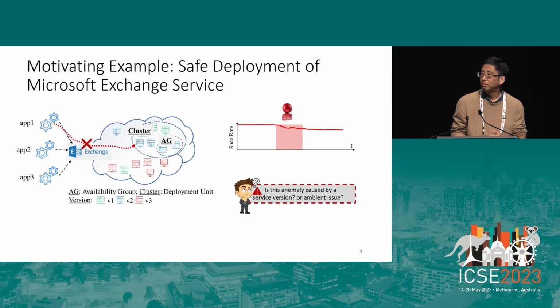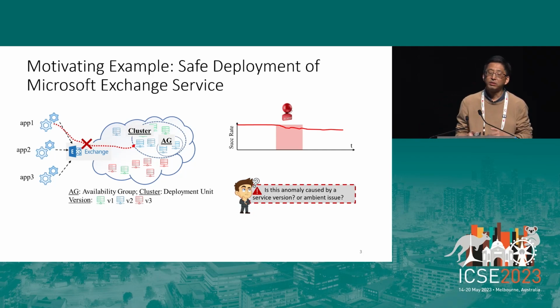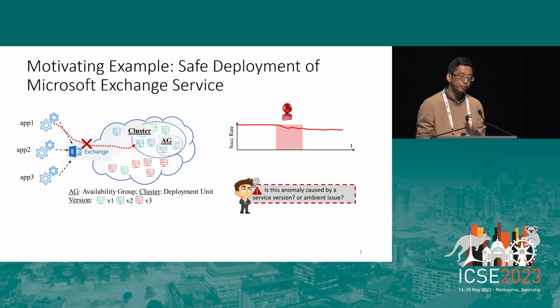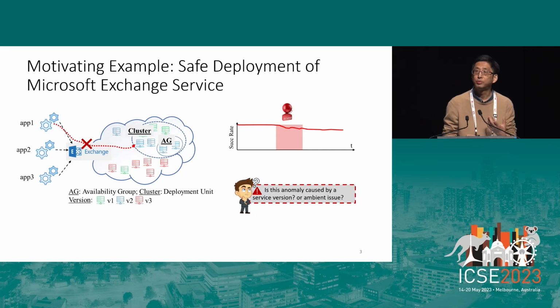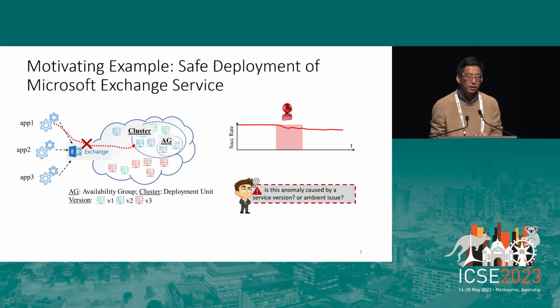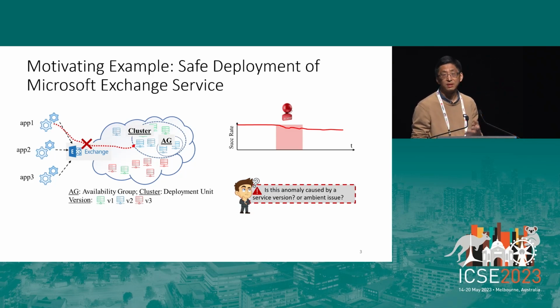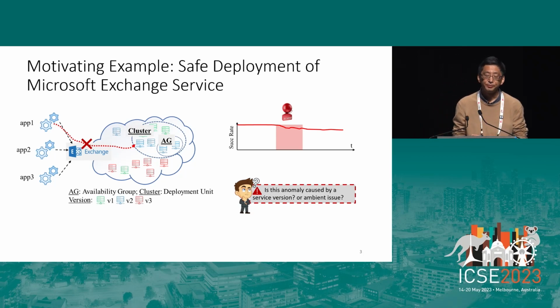As a motivating example, we try to deploy a new version of the Microsoft Exchange service. This service will be executed on many nodes. Some nodes form a group called an AG, availability group. Basically, it's a cluster of nodes for fault tolerance purposes. Many AGs may form a large cluster, and for a large and complex system like Microsoft Exchange, there are many versions of the service.